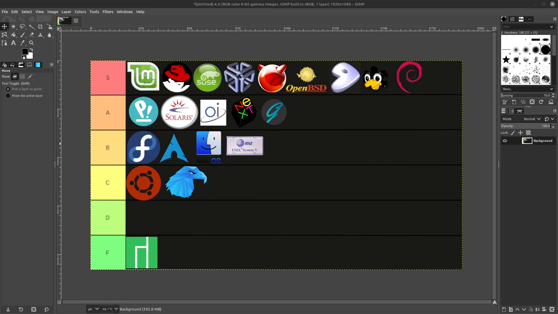Manjaro on the surface is S tier. Manjaro, when you learn a thing about them and you stop denying, F. Honestly, I feel like I should make a tier lower.